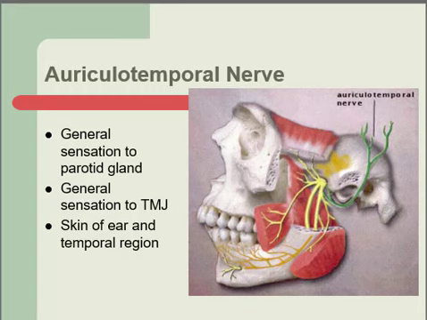So the auriculotemporal nerve gives us general sensation to the parotid gland. So if I poked you in the parotid gland, the auriculotemporal nerve would tell the brain, something's piercing me, ouch. It also gives general sensation to the TMJ and the skin of the ear in the temporal region.